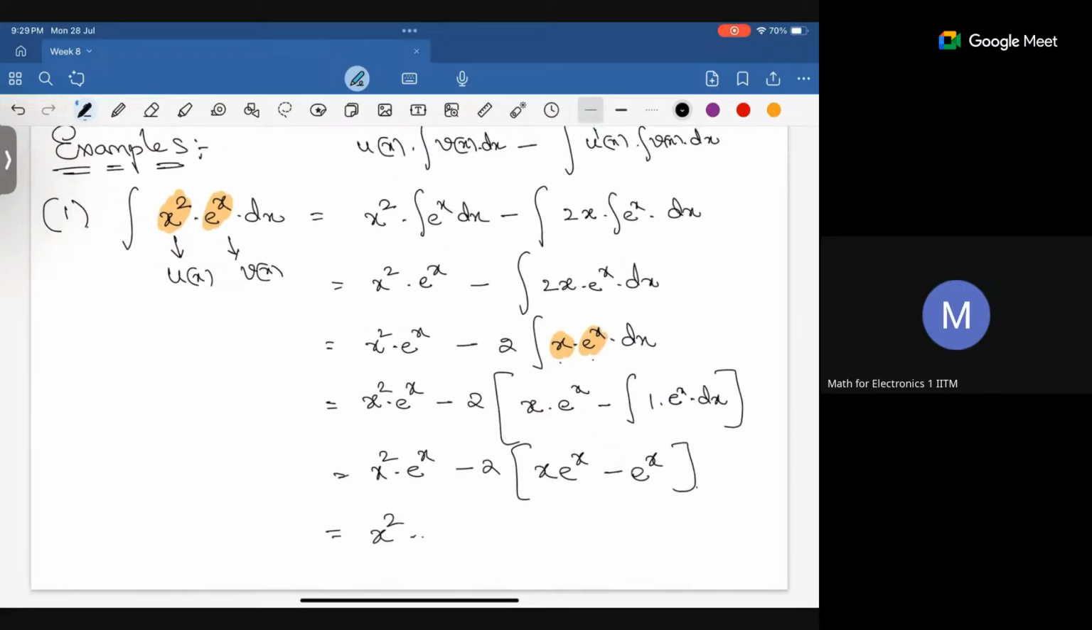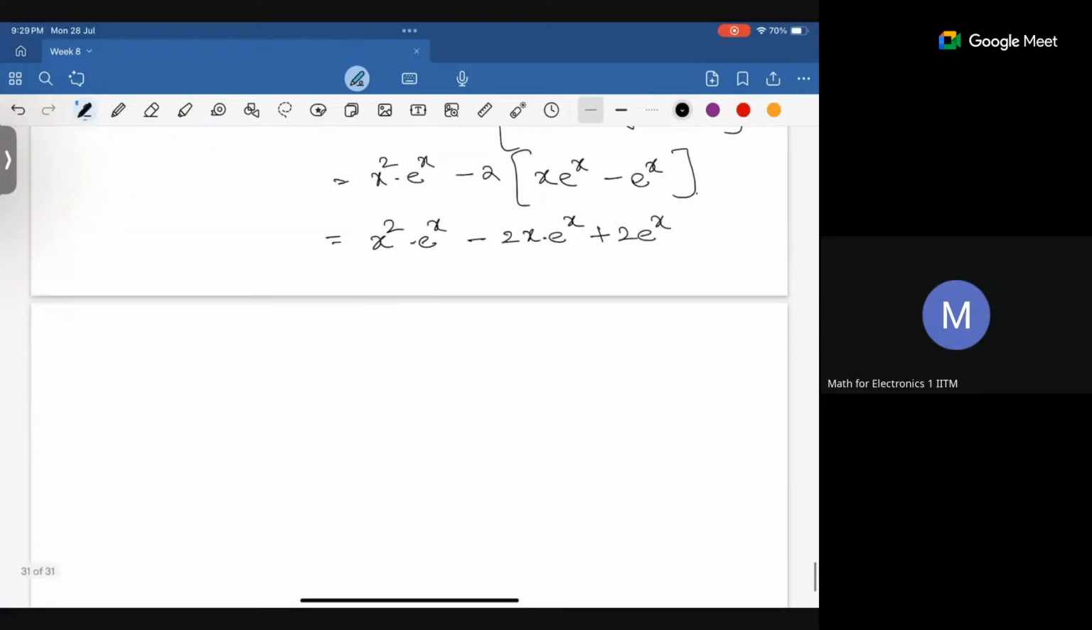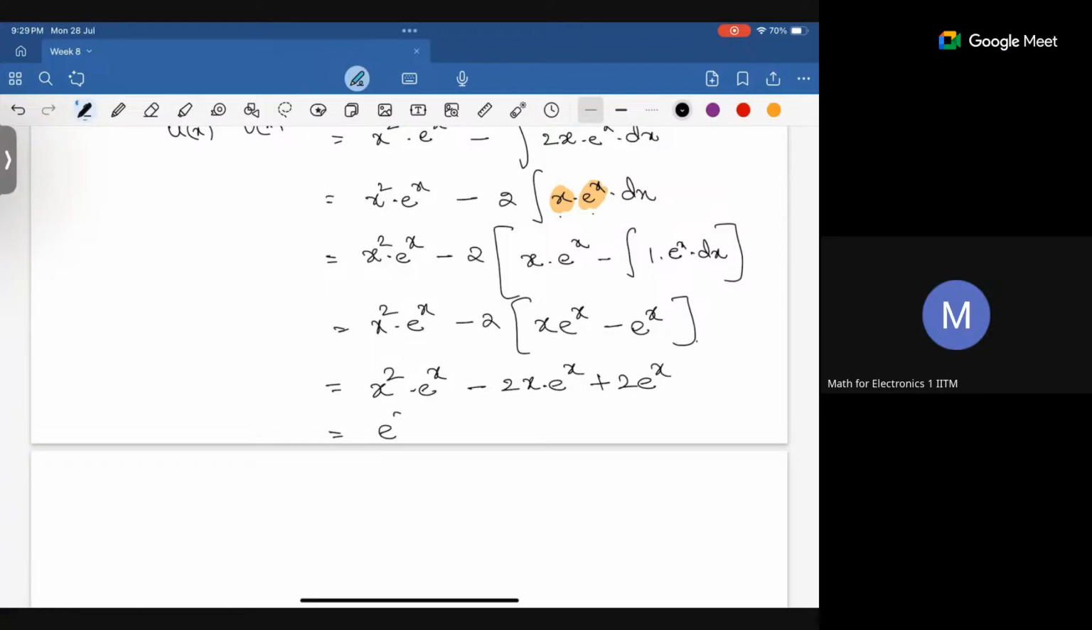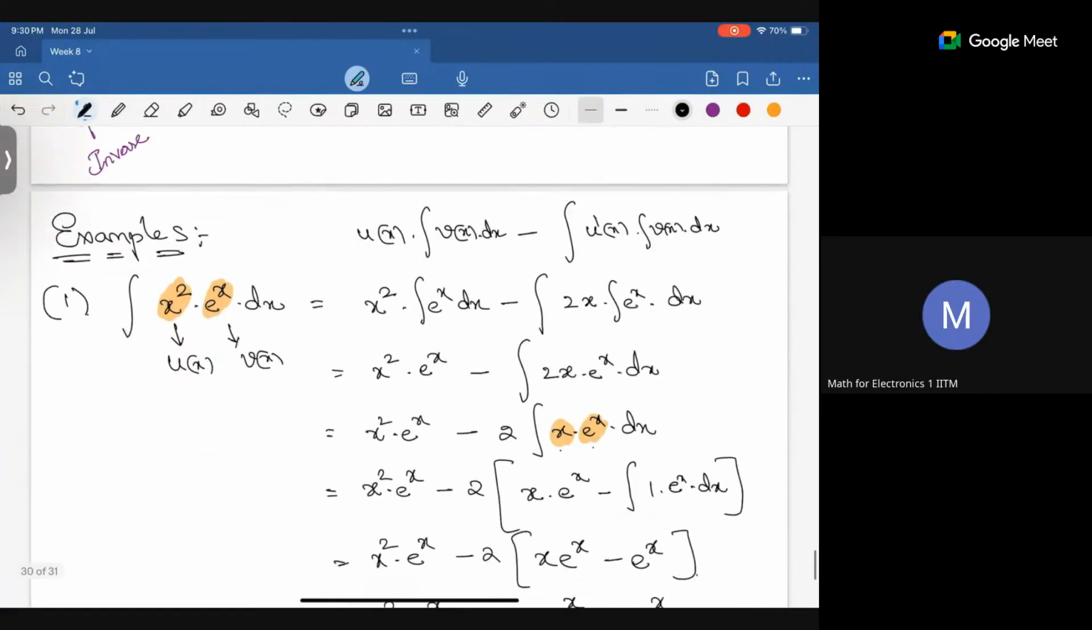If you simplify, x square into e power x minus 2x into e power x plus 2 into e power x. If you pull out e power x common, we'll have e power x into x square minus 2x plus 2. So this will be the integral of x square into e power x dx.